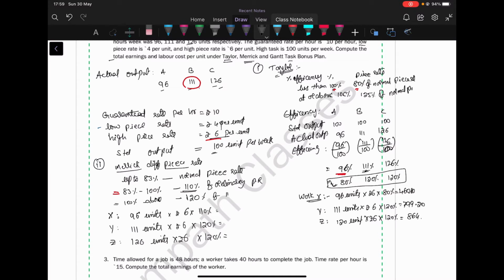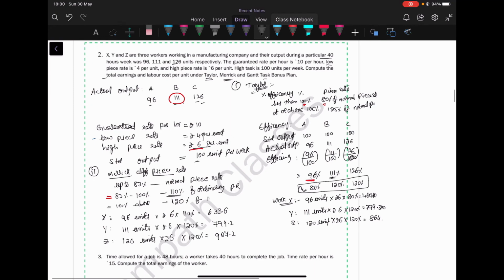So 96 into 6 into 110%, that is 633.6 rupees. 111 into 6 into 120%, that is 799.2. Next, 126 into 6 rupees into 120%, that is 907.2 rupees he will be getting paid, right?